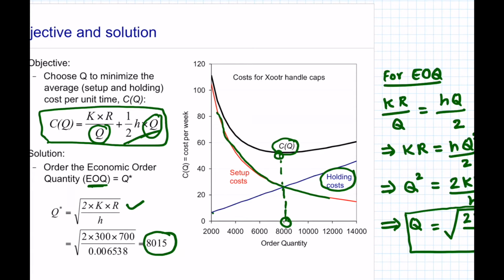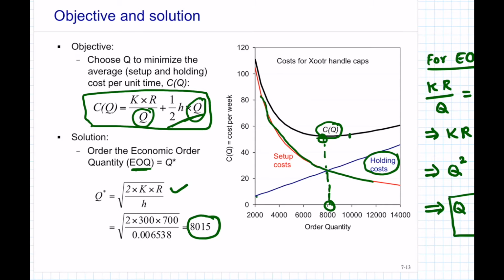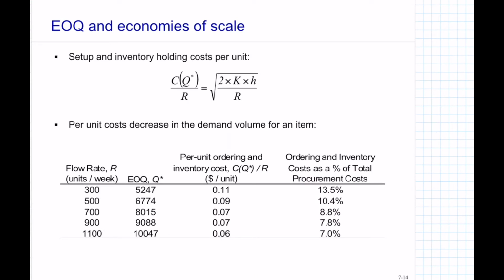So note that at this value in the picture, the CQ curve around this area is quite flat. So if this number is slightly more or slightly less, it is not really going to have too much impact on the cost. So if we divide CQ by R, we get what is called cost per unit.